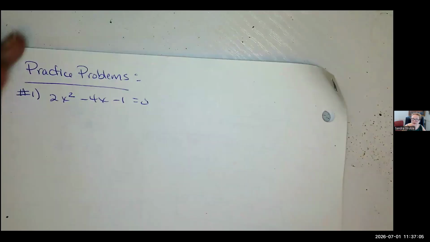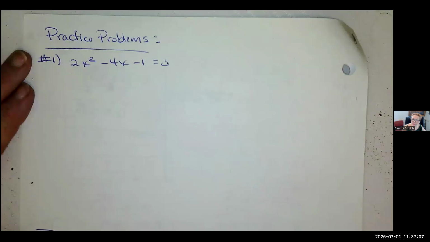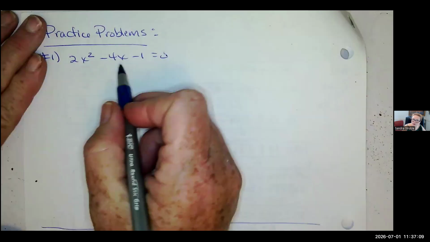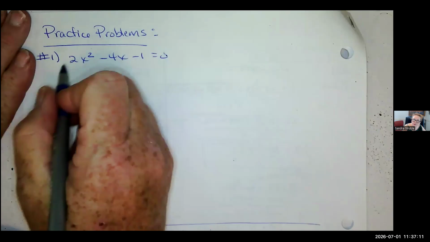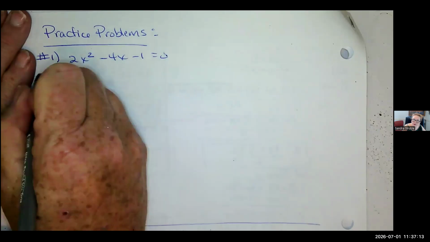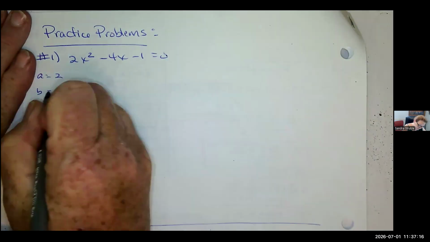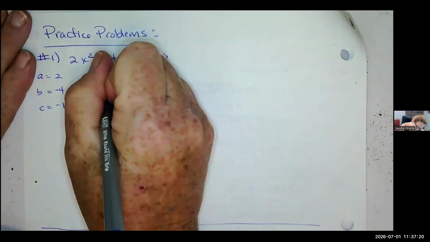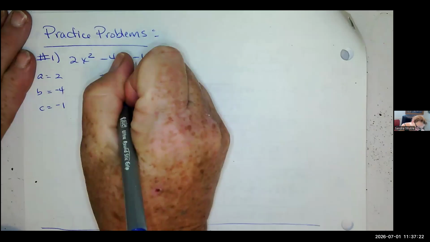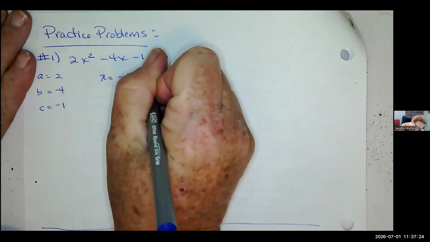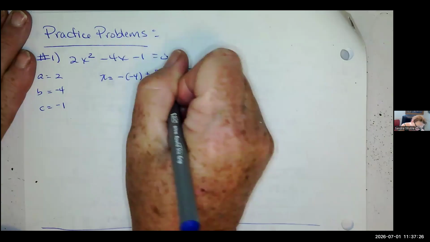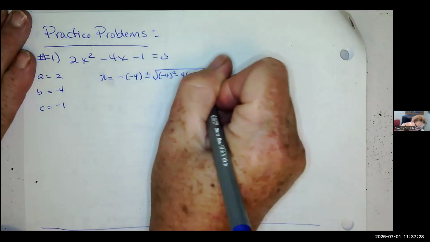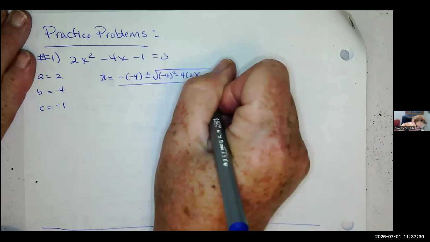First one is 2x squared minus 4x minus 1. It's already set up for us, and it's in order for the way we need it. So A is 2, B is -4, and C is -1. Using x equals -b plus or minus the square root of b squared minus 4ac, all that over 2 times a. Now we just simplify.